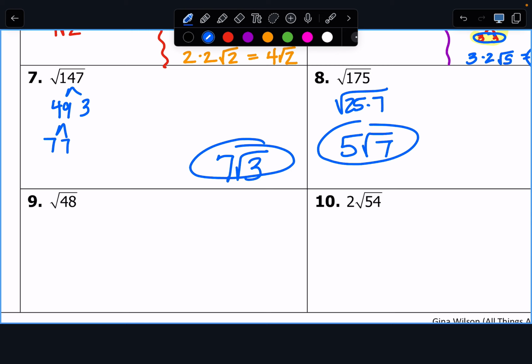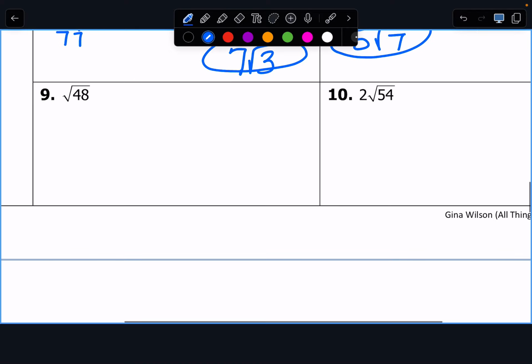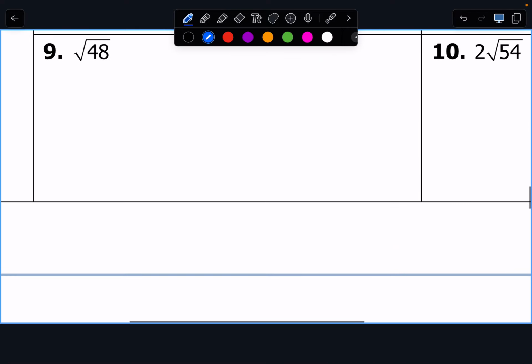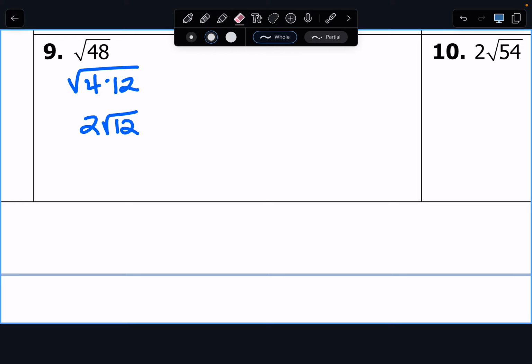Now, here's the trouble that I'm worried about us getting into if we use way number 1. What's a perfect square that divides into 48? 12 and 4. Oh, okay. I know 4 times 12 is 48. So this becomes 2 radical 12. Is that simplified? No. It's not, because 12 still has a perfect square. Okay? So we have to be careful and make sure we're pulling out the biggest perfect square.